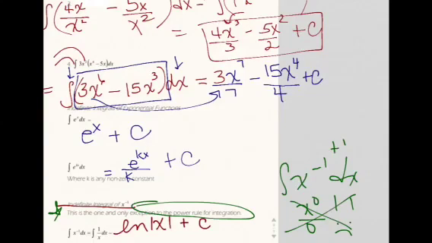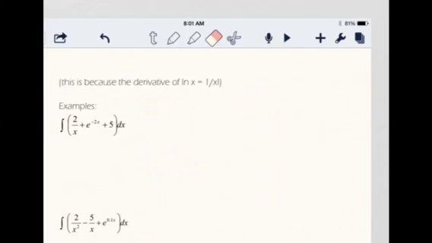That should tell you that that's not the right approach. So when you have x to the negative 1, do not add 1 and divide. That is not the way you do it. It's the natural log of x. Here are some examples. Again, that was because the derivative of the natural log of x was 1 over x. So this should not be that bad.